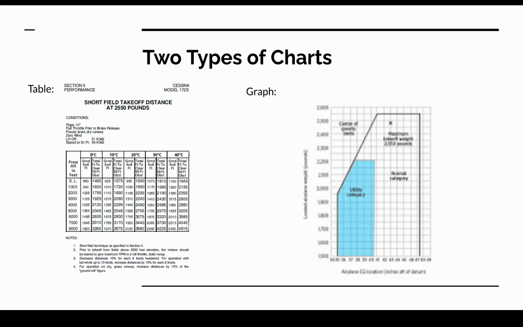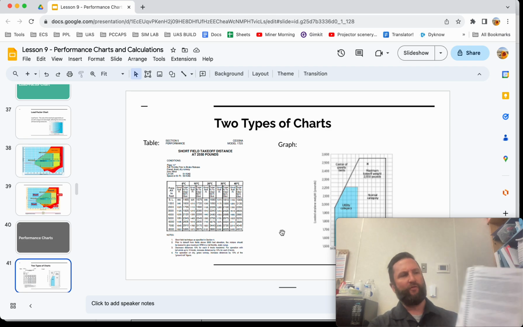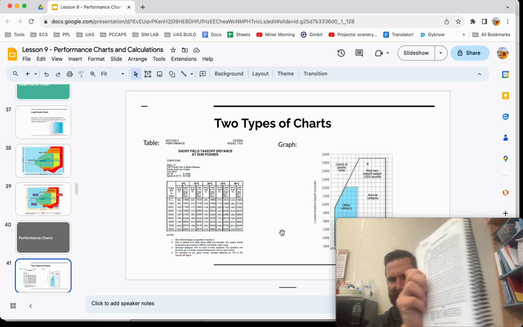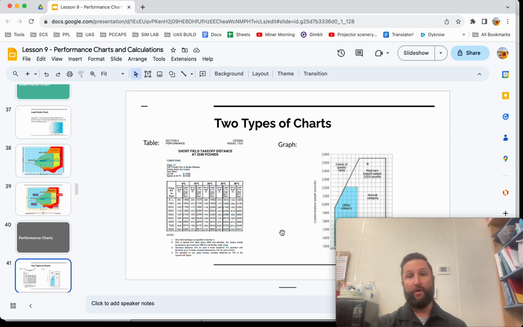And then we're going to talk about there's two different types of charts. There's table charts and graph charts, and we're going to learn to use both in this class. Now, where would you find these charts in the real world? You would find them inside the Airplane Flying Handbook, or the POH, sometimes we call it the Pilot's Operating Handbook. And usually in section 5, there's a whole section on performance with lots of different performance charts in there. Some are table method, and then same airplane, some are graph method. So you just kind of have to learn to read both of them.